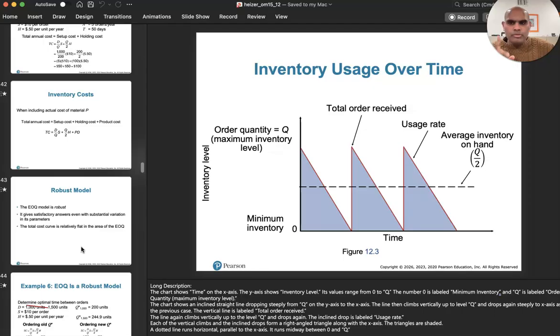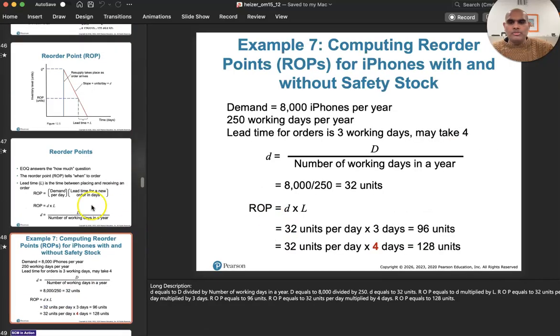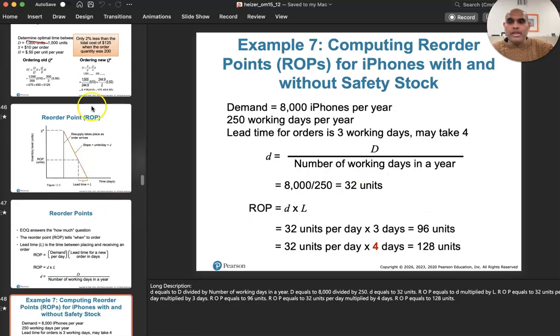Before I proceed, one last thing I'll say about the quantity discount model is that even with the quantity discount model, all we're trying to do is find this value of Q. We look at multiple options for Q, then we calculate the total cost using the setup cost, holding cost, and the product cost. We look at the multiple options that we had here, and we pick one of the options.